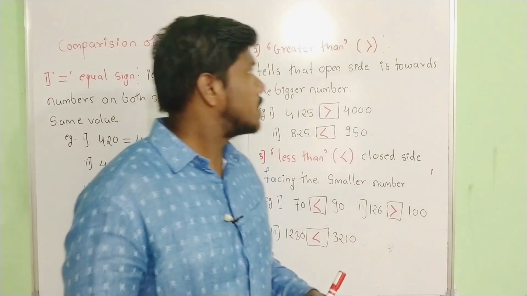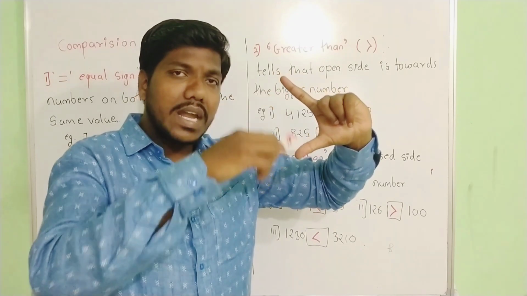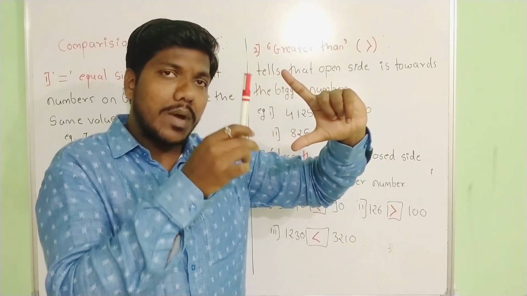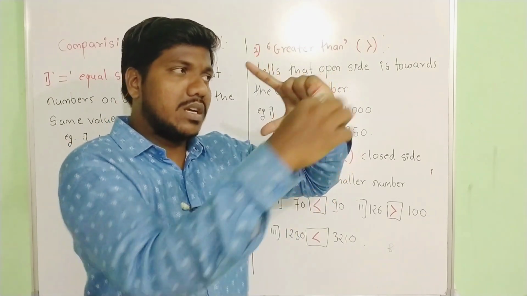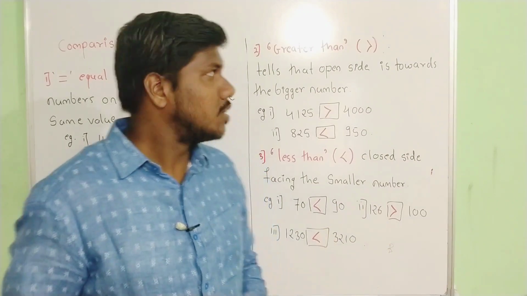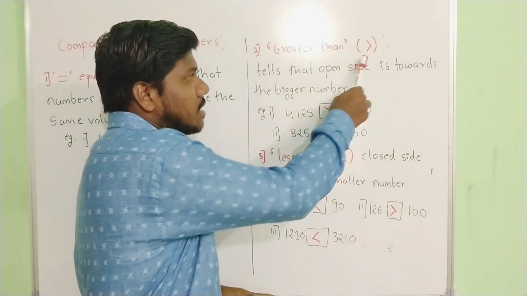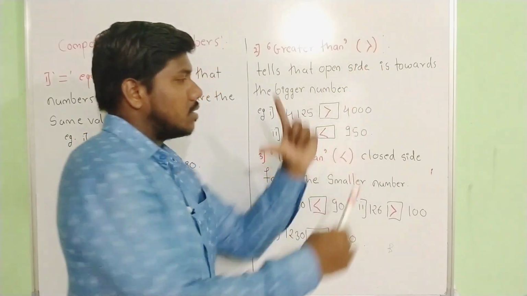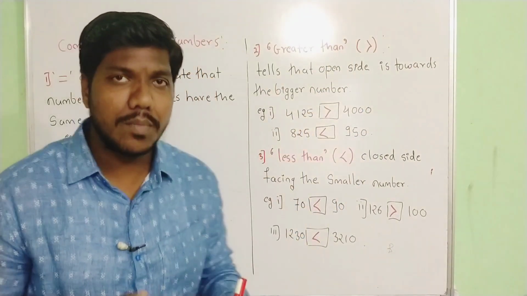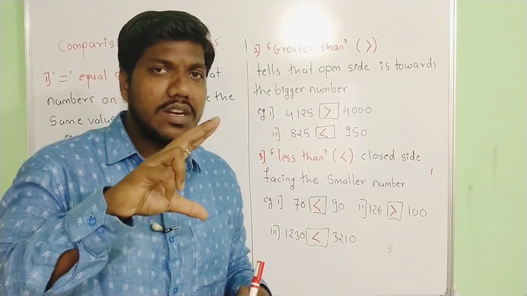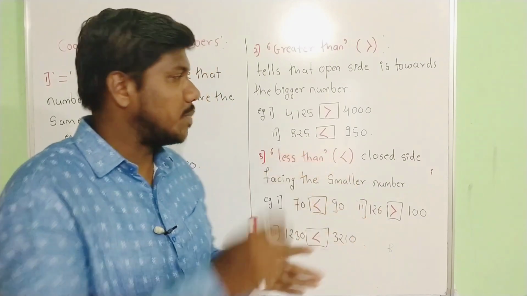Now next is greater than. So we have a sign, suppose this is the sign. This open end indicates that the number in front of the open end is bigger, and the number in front of the close end is the smaller number or lesser number. So for greater than, this sign tells us that the open side is towards the bigger number, so that open side shows us that the number in front of that open side is bigger.